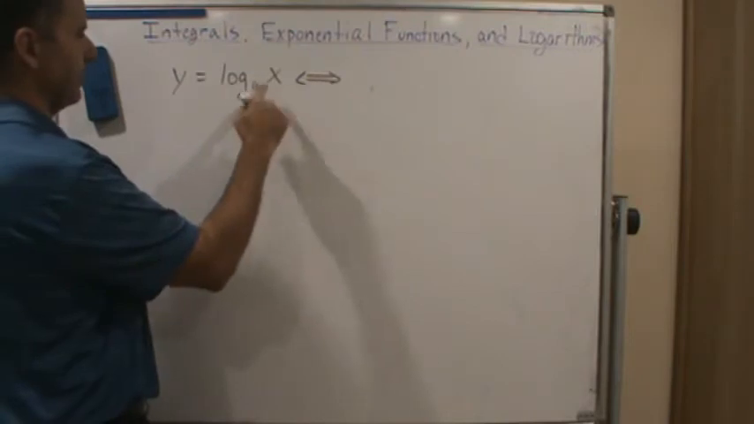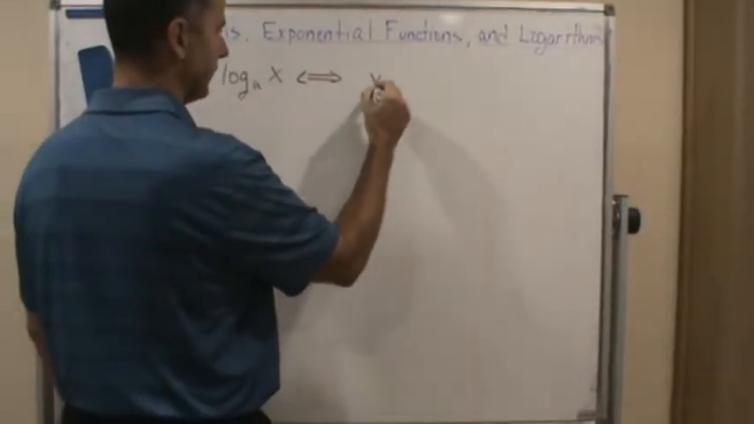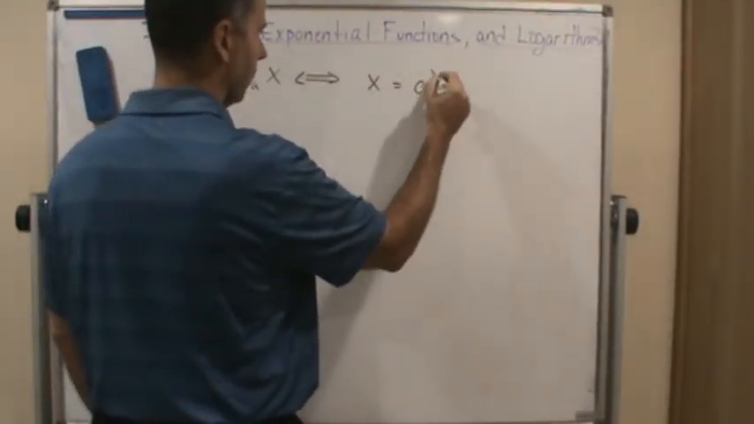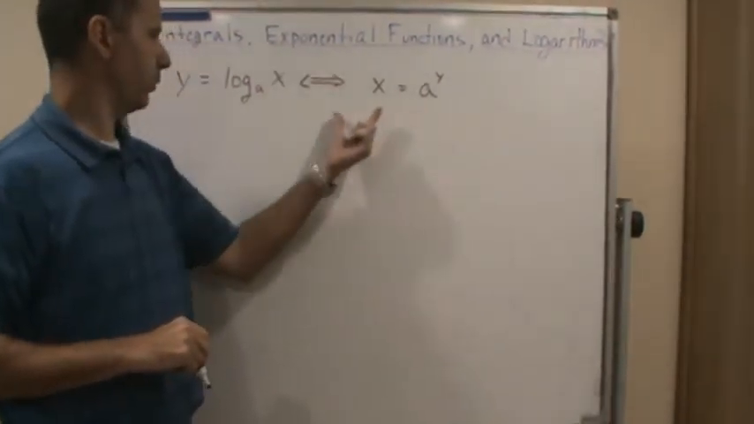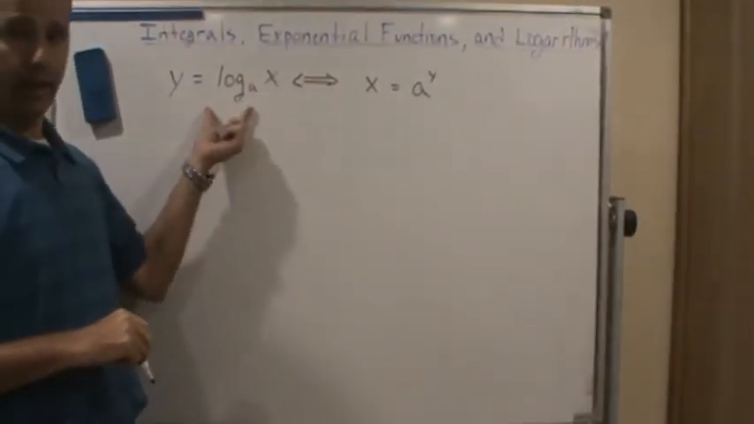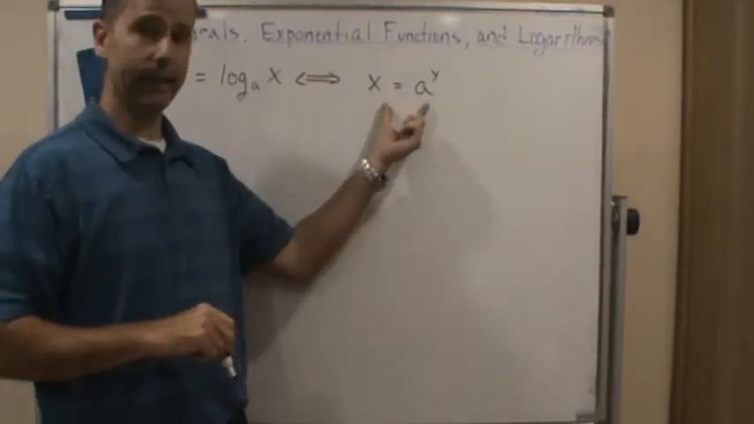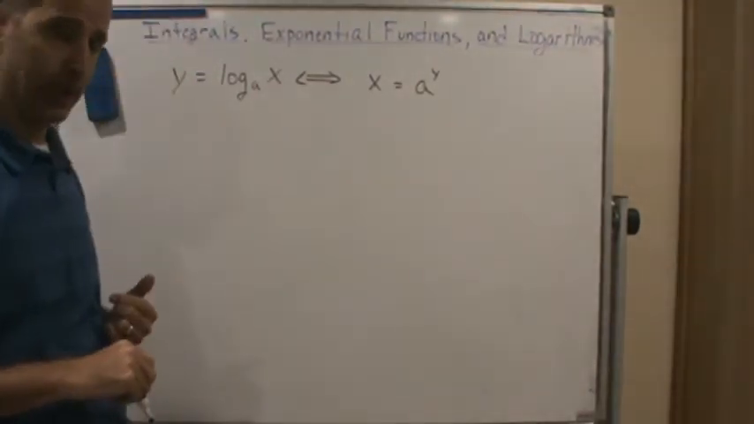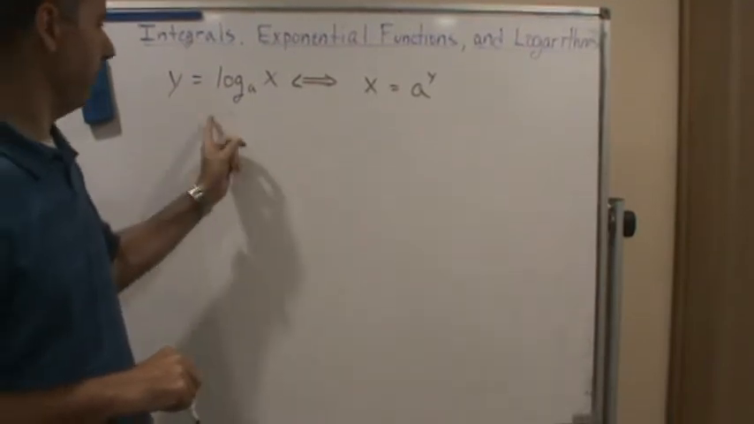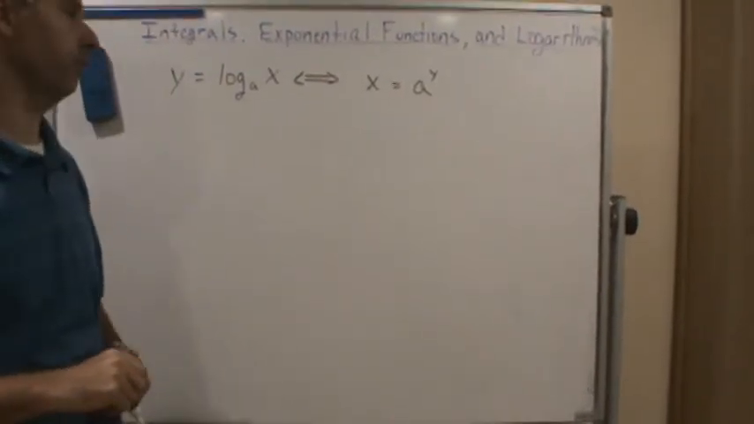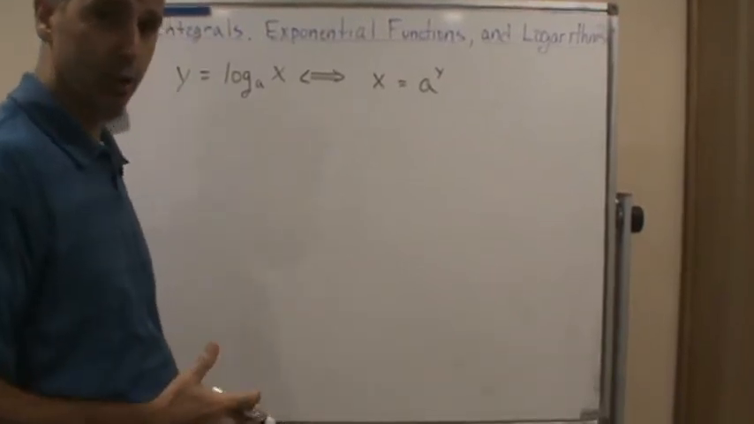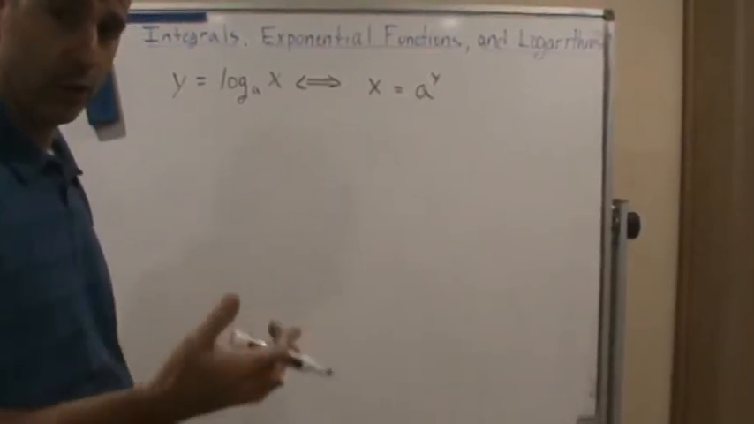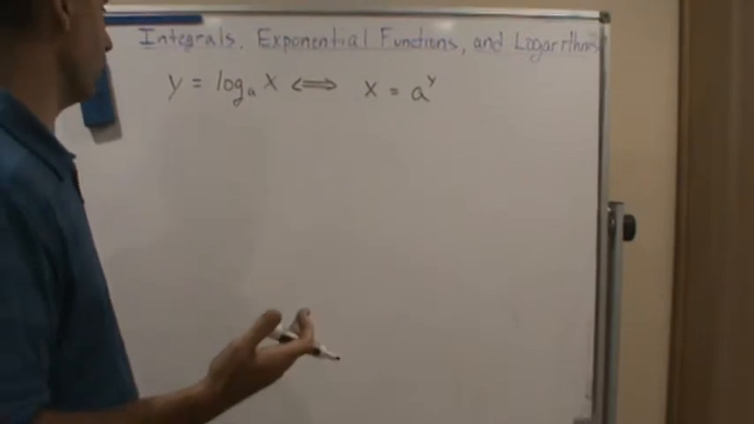This is going to be x equals a to the y, right? So these are equivalent. We can take any logarithmic function and write it in exponential form. These are representing the same curve. So now we can change any log to a natural log. We can represent any log as a natural log.